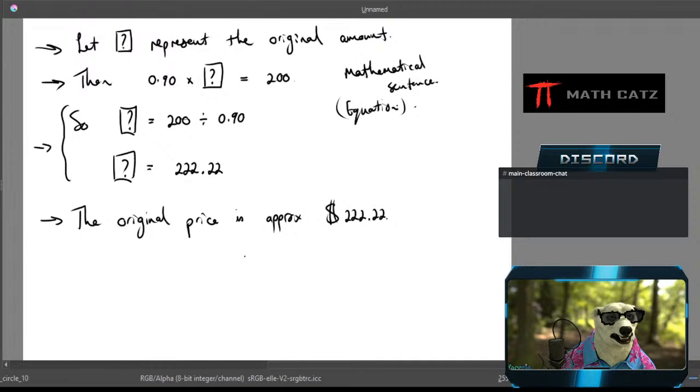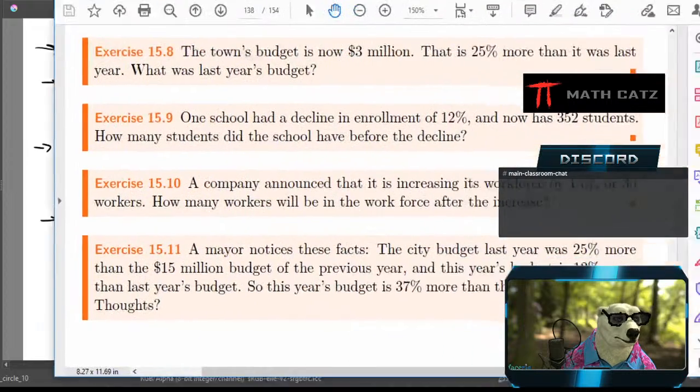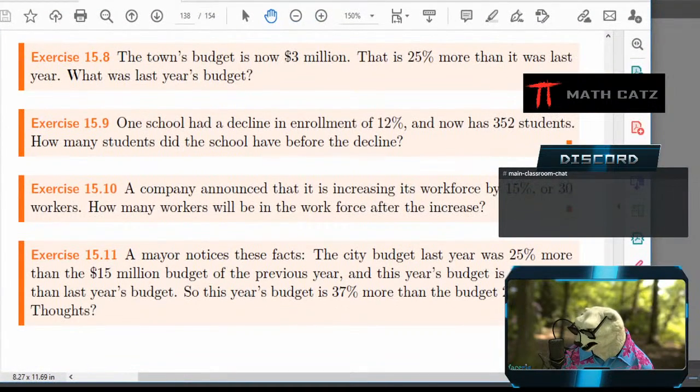All right. So sticking to the percentage topic, let's see what examples we have. We have a few. So let's see here. Exercise 15.8. The town's budget is now 3 million. That is 25% more than what it was last year. What was last year's budget?